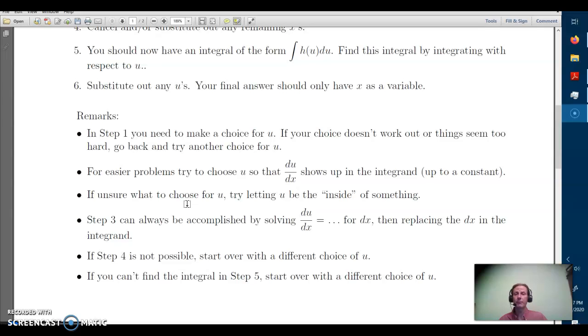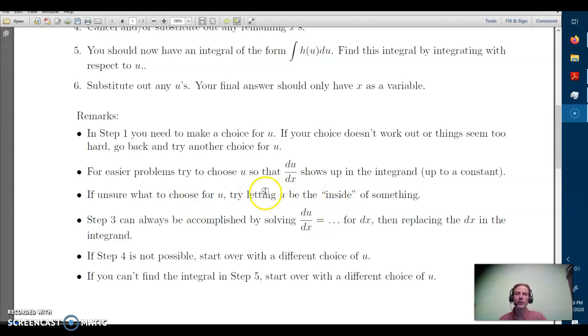Students often find this hard because there are choices to make, and some choices will be better than others, and not every choice is going to work. So in step 1, I have you make a choice for u. If it doesn't work, don't be discouraged. Instead, go back and try another choice for u. Furthermore, in a lot of problems, once you build up some intuition, choosing u won't be that hard.